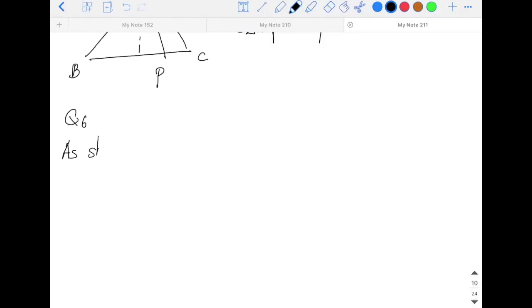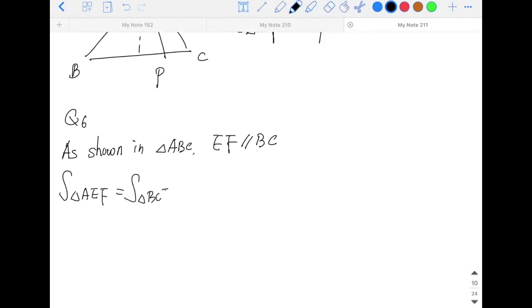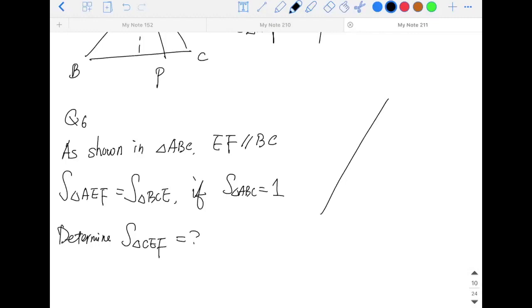As shown in triangle ABC, EF is parallel to BC. The area of AEF is the same as the area of BCE. If triangle ABC's area is equal to 1, try to determine triangle CEF's area. This problem is fairly straightforward as well.